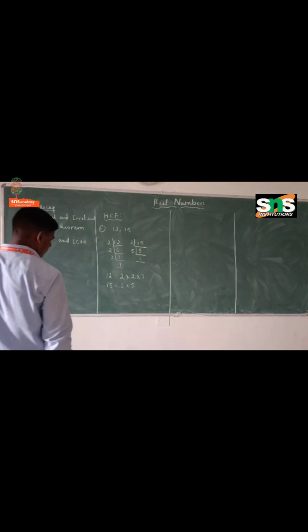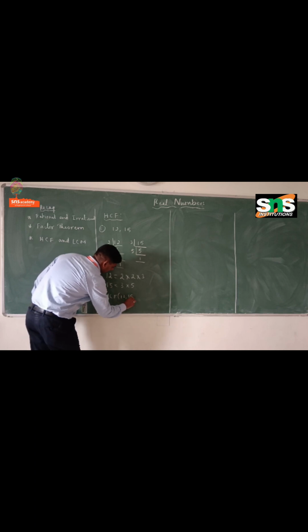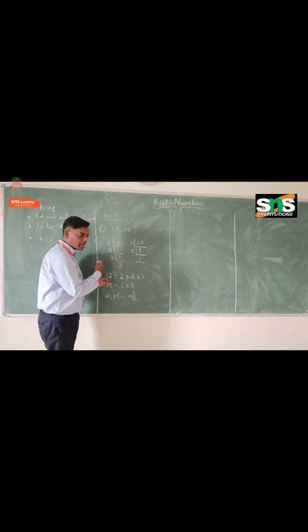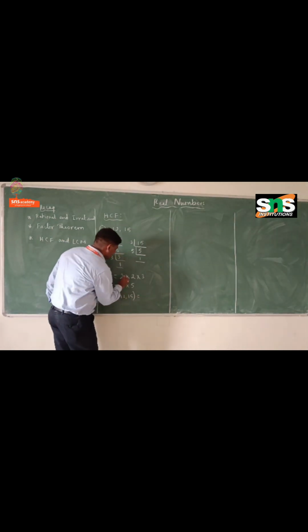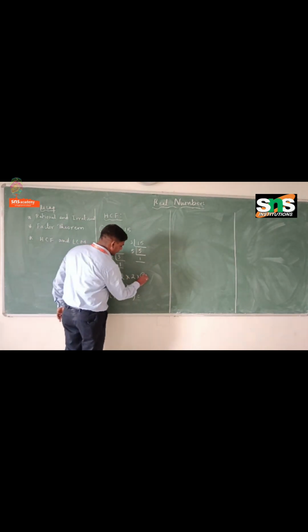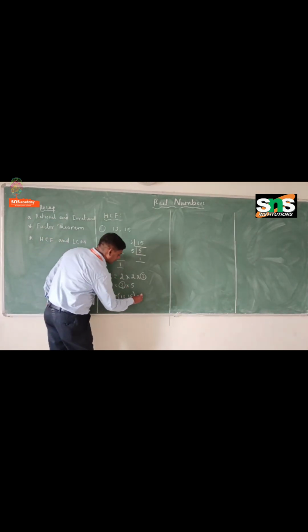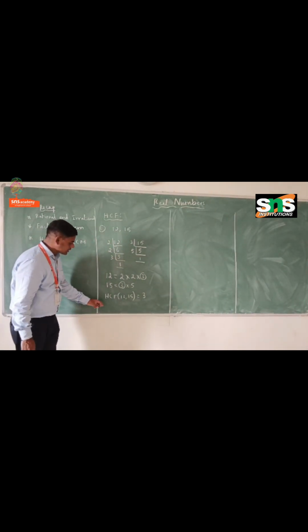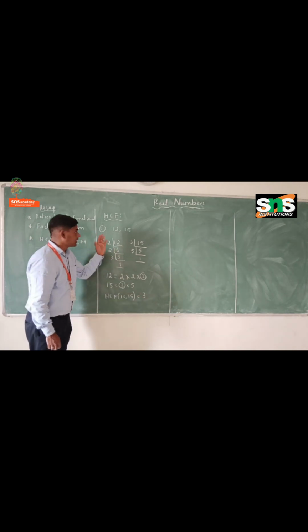Now, the HCF of 12 comma 15. HCF means you have to see the common factor in both. Here I have 2, but I don't have it in 15. The only common factor is 3. For these two 3s, you take one 3 as common. So the HCF of 12 comma 15 will be 3. This is the way we find the HCF.